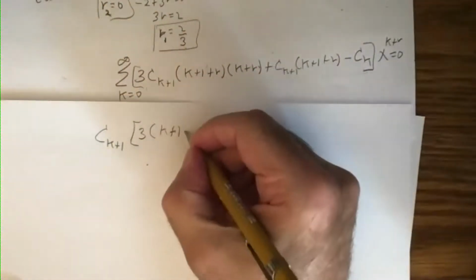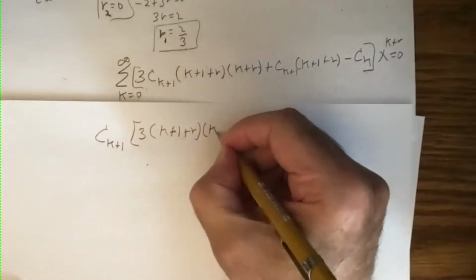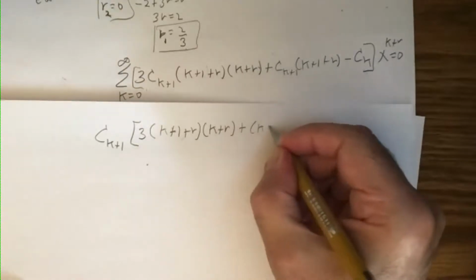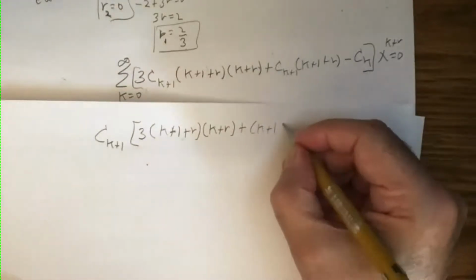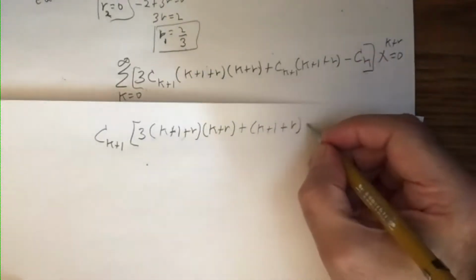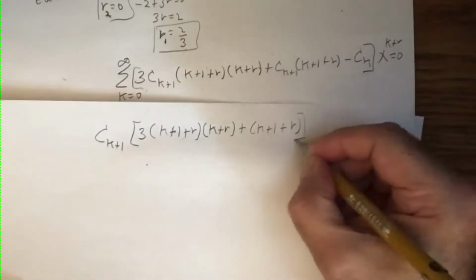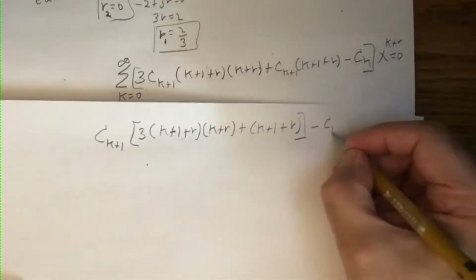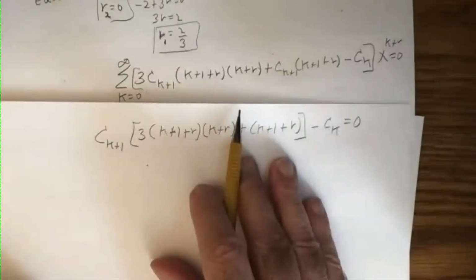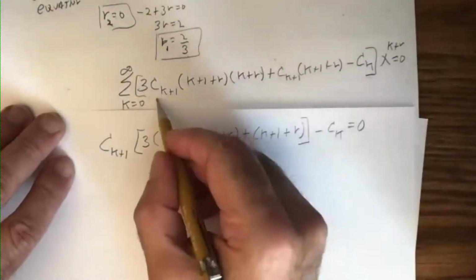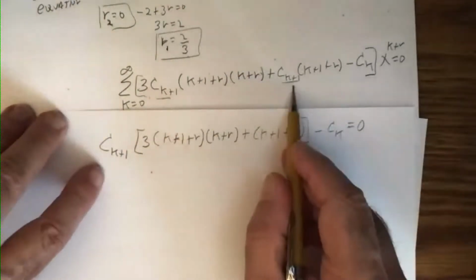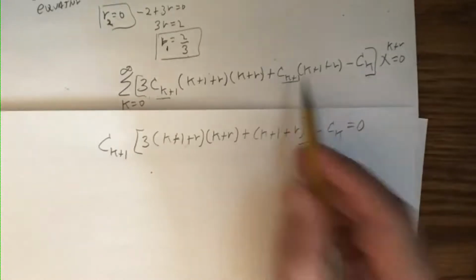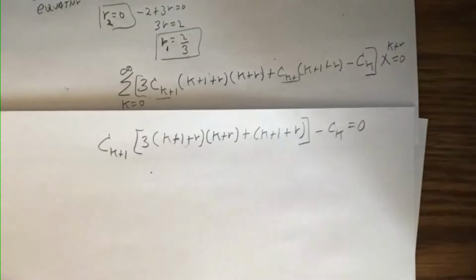k plus r, plus k plus r, plus k plus 1, plus r. And then this is going to be minus. See what I did: all I did was factor this out because I want to solve for this. Remember, we want to solve for the higher one. So I want to solve for the higher one. So now what do I get?